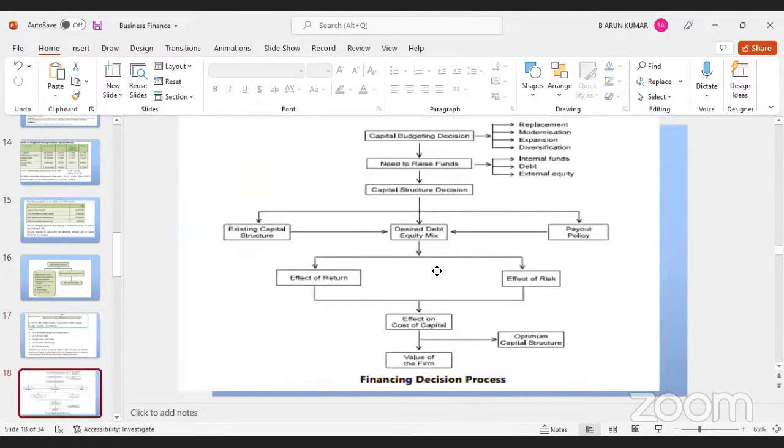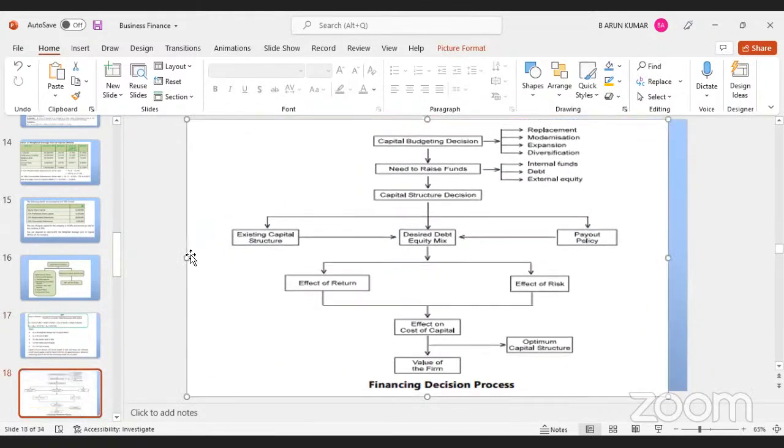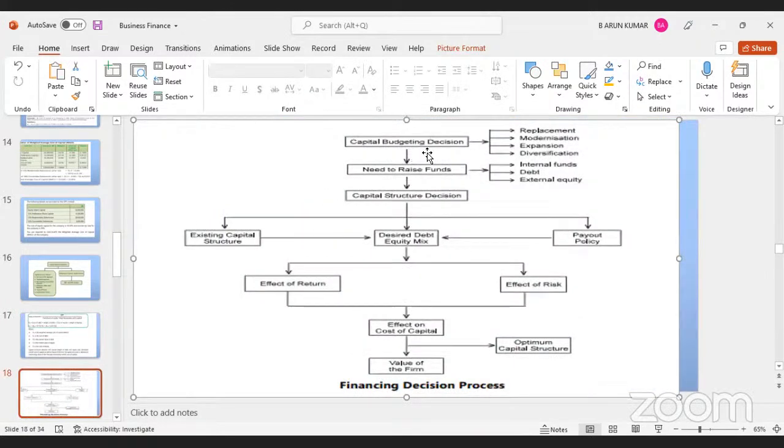Why are we taking the capital structure decisions, for what purpose? For capital budgeting decisions. For which type of capital budgeting decisions? For replacement of existing machinery, modernization of machinery, expansion of the machinery, or diversification into other productions. For this capital budgeting purpose we are taking the capital structure decision. That is, replacement of machinery, modernization, expansion, or diversification. For these four purposes we are taking the capital structure decision.